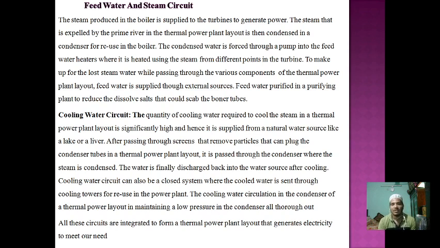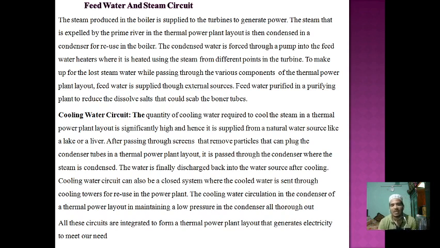Cooling water circuit. The cooling water requirement of the thermal power plant layout is significantly high, and hence it is supplied from natural water sources like a lake or a river. After passing through screens that remove particles that can plug the condenser tubes in the thermal power plant, by the natural source, lake or river water, we are condensing the steam in that cooling chamber.